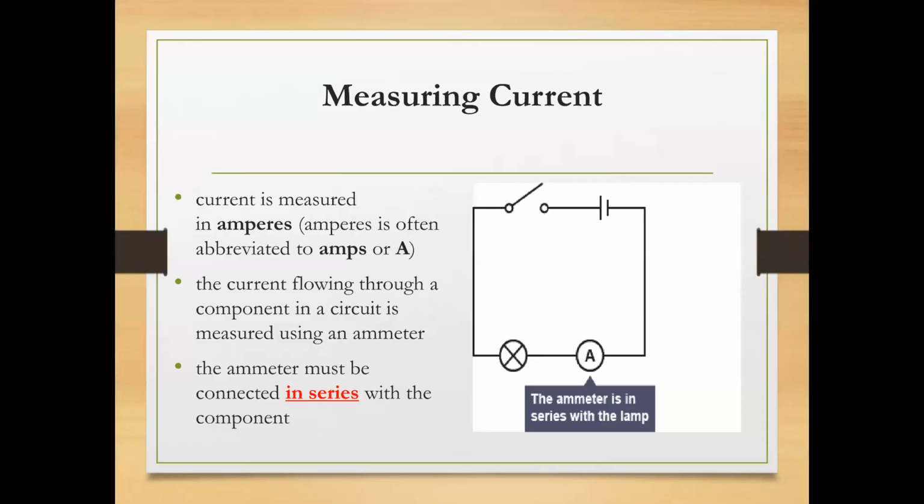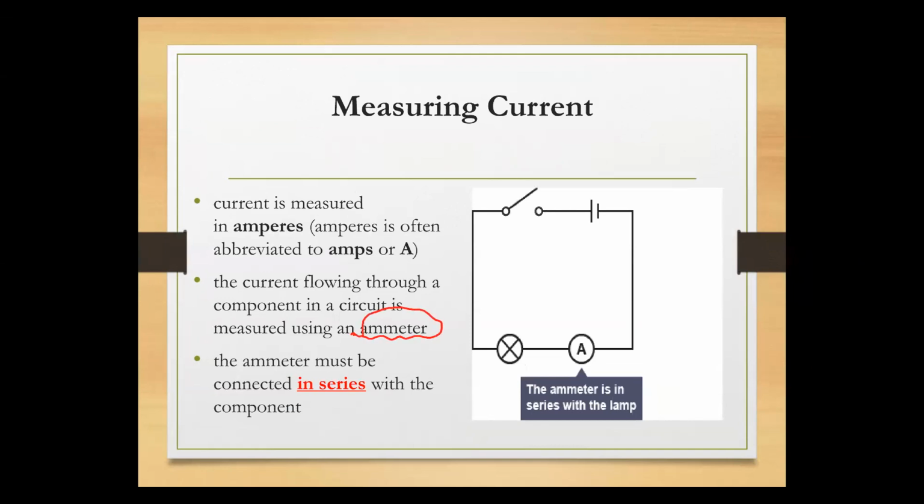Now, measuring current. Current is measured in amperes. We discussed that last week, and we represented it with a capital letter A. The current flowing through a component in a circuit is measured using a what? An ammeter. Take note, the other one we were using a voltmeter. Now we're utilizing an ammeter. The ammeter must be connected in series with the component. Last time we said the voltmeter is connected across, but an ammeter is connected in series with the component, right?